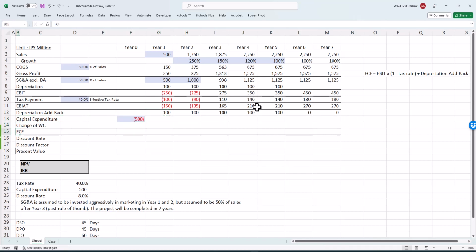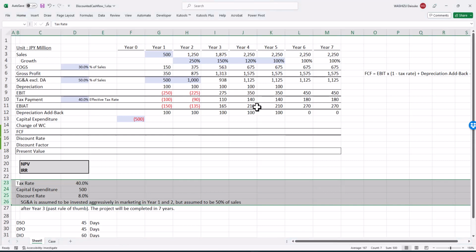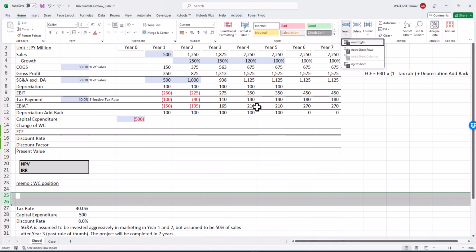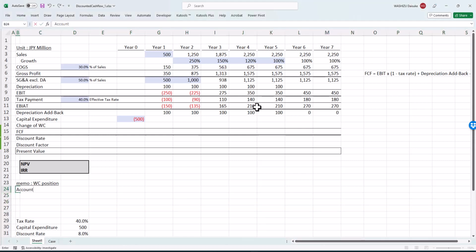And the point here is the working capital. That's the change of the working capital. So we need to calculate it. Before having the change of the working capital, I don't take any direct calculations here. Usually I put the working capital position before having the calculations here. So account receivable, account payable, inventories.